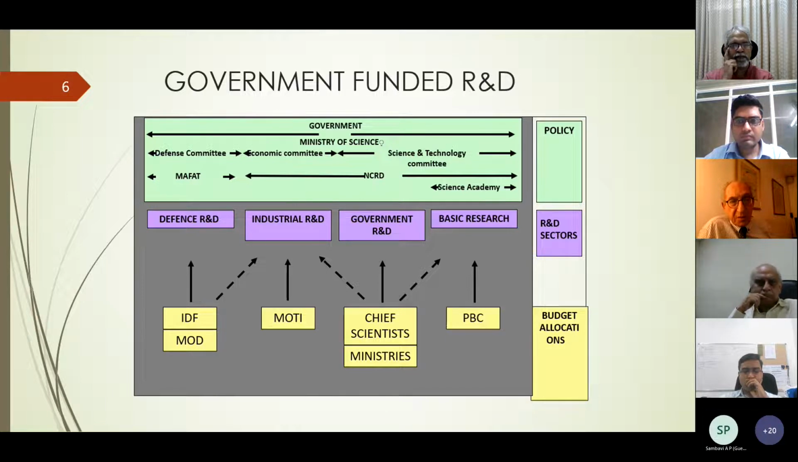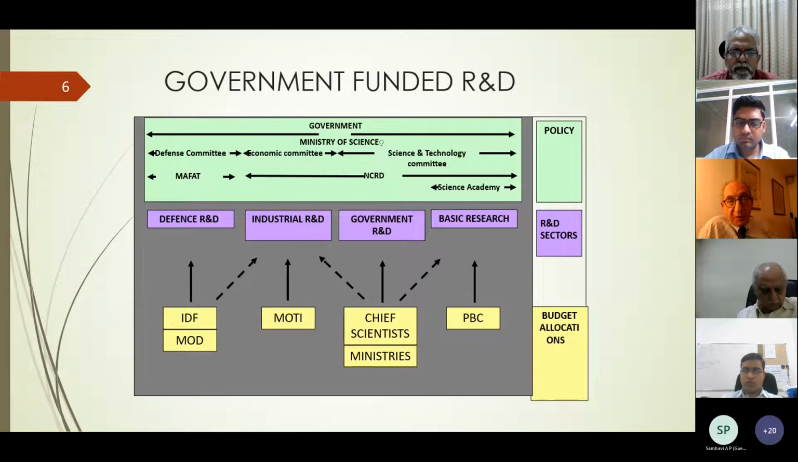We are talking about government R&D controlled by policy makers in the Ministry of Science and the Ministry of Education, which is responsible for the Council of Higher Education, and mainly by the PBC, the basic research body you see on the right side, which is the Planning and Budgeting Committee. The Planning and Budgeting Committee is a non-governmental entity with the power of allocating government funds to universities for teaching and research.